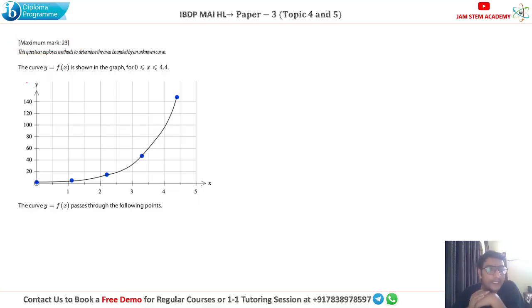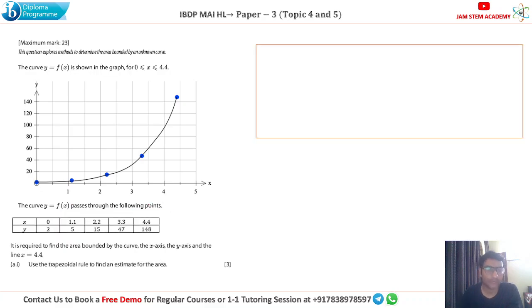It says the curve y equals f of x is shown in the graph below, but this equation is not given. It starts from 0 to 4.4. Now, the y equals f(x) curve passes through the following points. We are also given the x and corresponding y values for these 5 marked points on this curve.